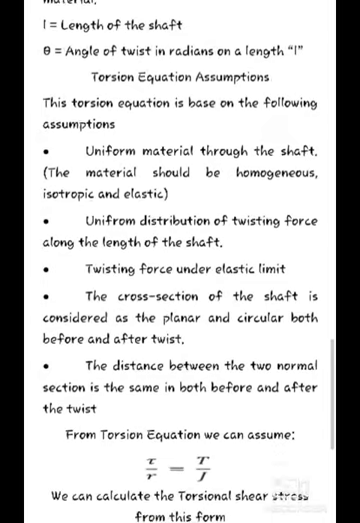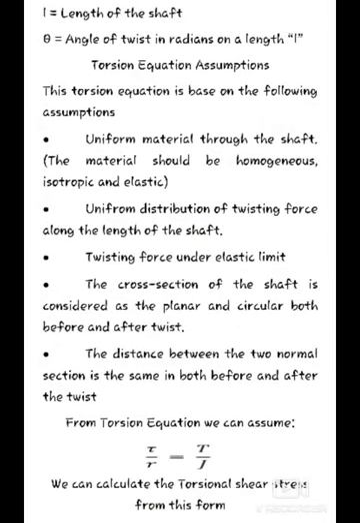Torsion equation assumptions. This torsion equation is based on the following assumptions. First, uniform material through the shaft. The material should be homogeneous, isotropic, and elastic. The second one, uniform distribution of twisting force along the length of the shaft. The third one, twisting force under elastic limit. The fourth one, the cross-section of the shaft is considered planar and circular both before and after twist. The fifth one, the distance between two normal sections is the same both before and after the twist.